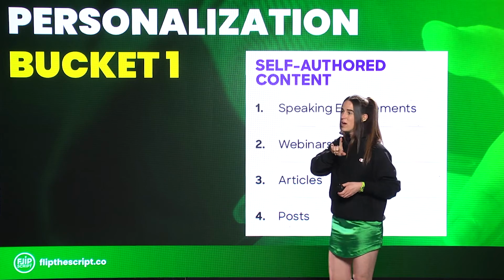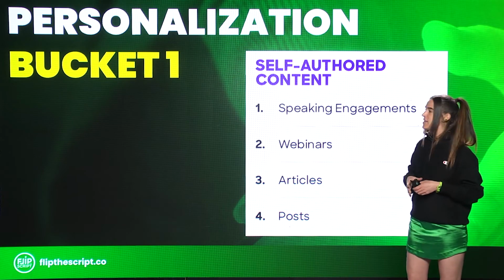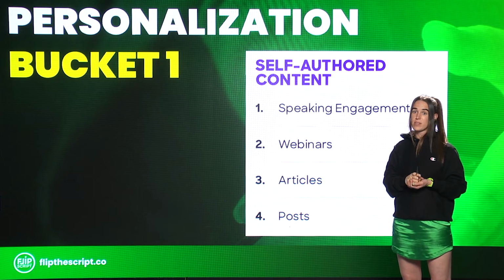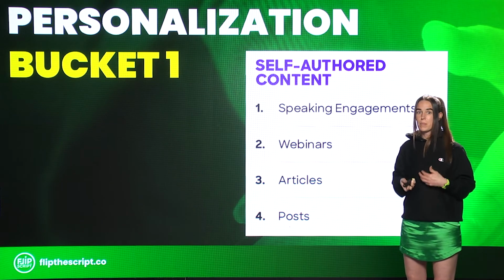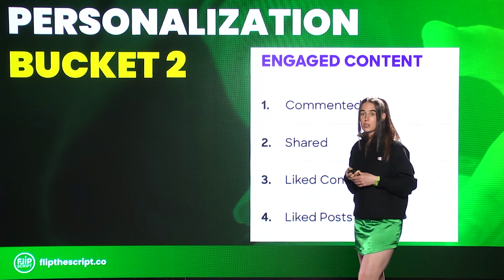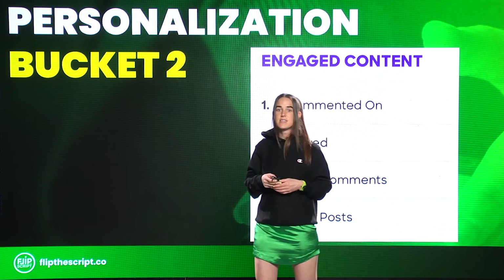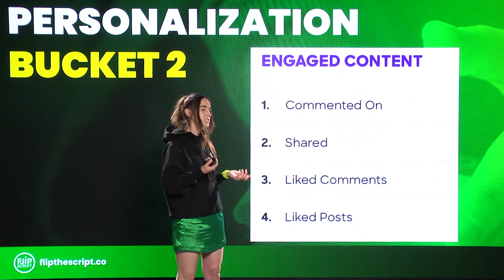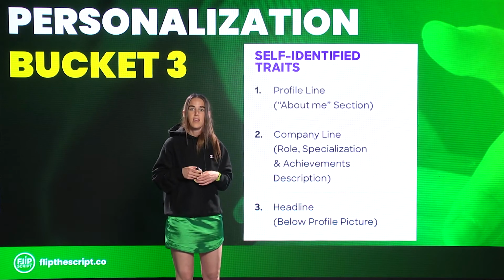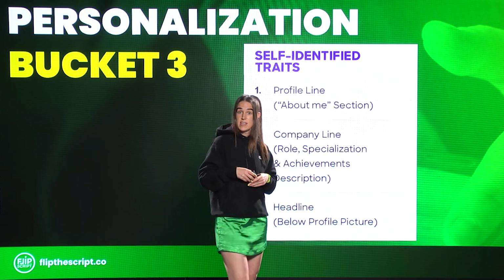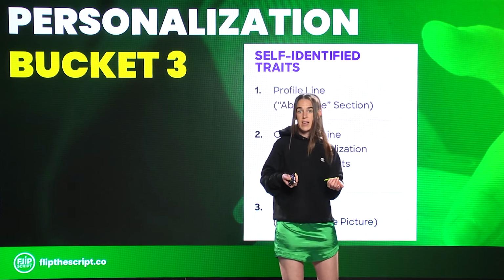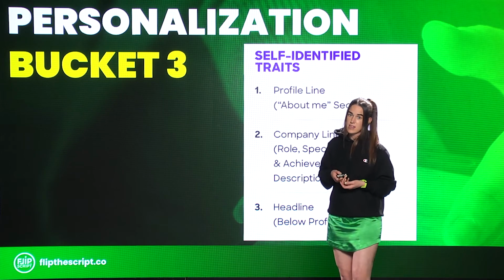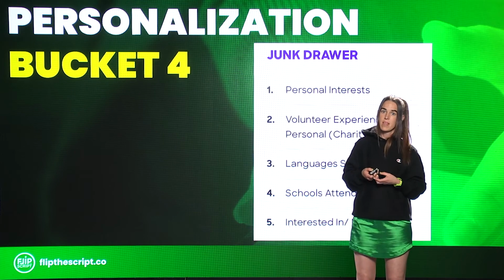Bucket number 1 is going to be self-authored content. This is anything your prospect authored themselves: a speaking engagement they're a part of, a webinar, article, or posts. Bucket number 2 is engaged content. This is anything that they engage with but didn't author themselves: commented on, shared, liked comments, or liked posts. Bucket number 3, self-identified traits. This is their profile line, headline, or company line, anything that they wrote about themselves.